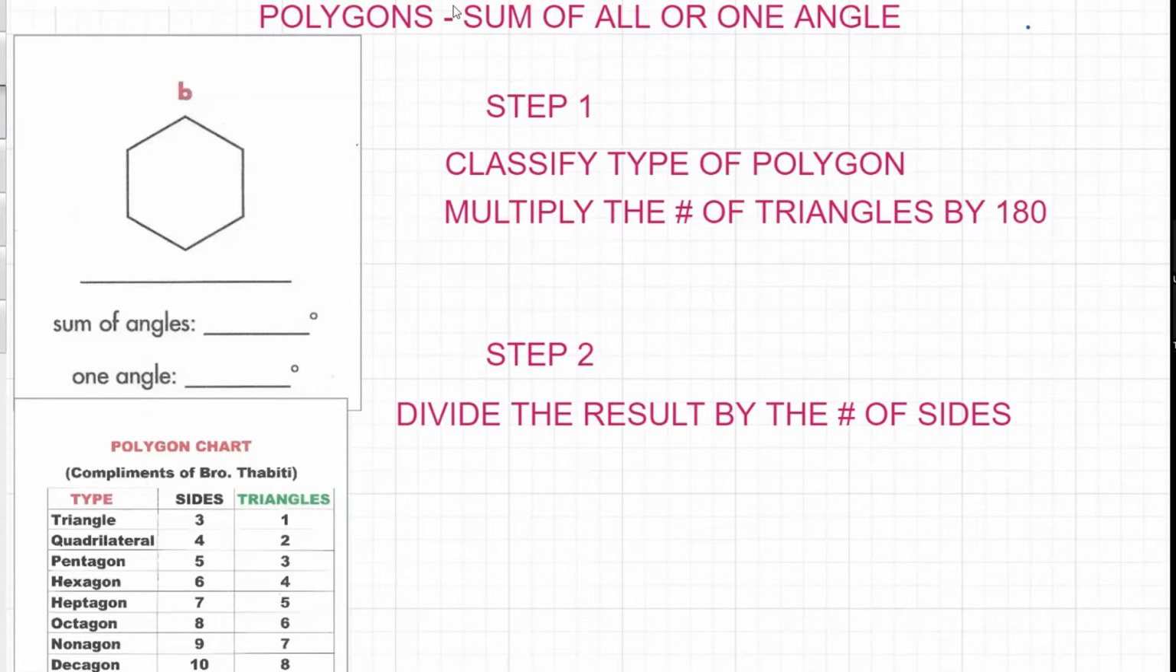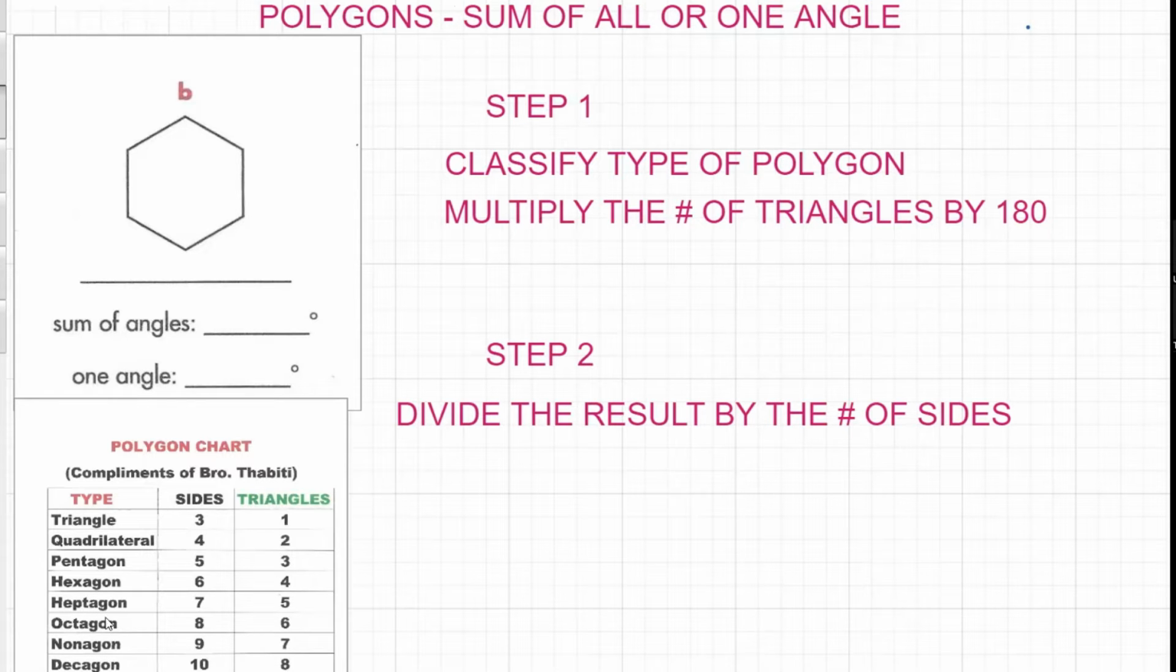We're going to be doing some polygons today. We're going to be figuring out the sum of the angles of a polygon, and also what one angle represents. If we're given this figure right here, step one is to classify what type of polygon it is.